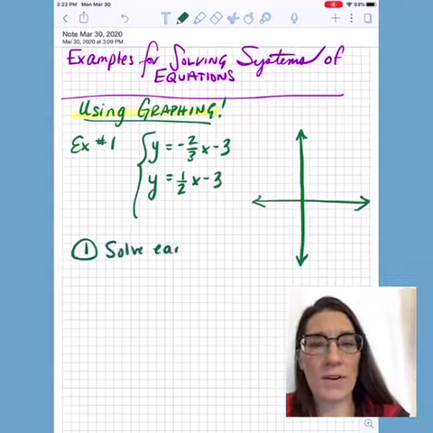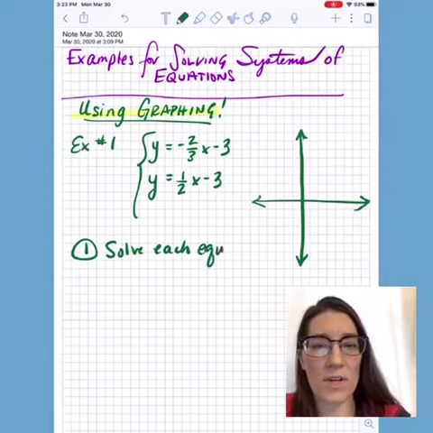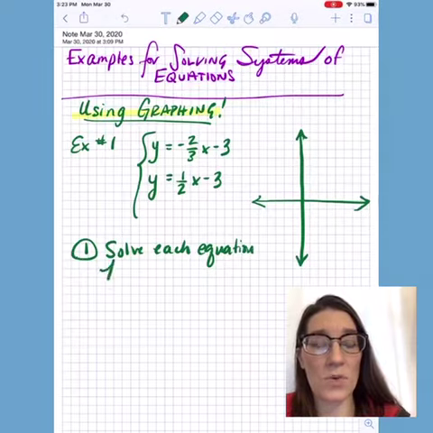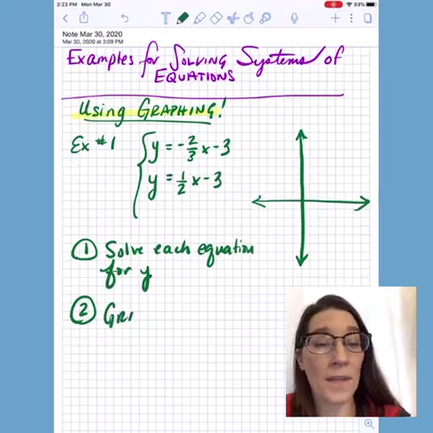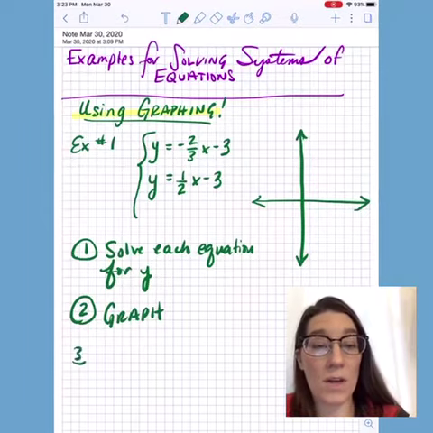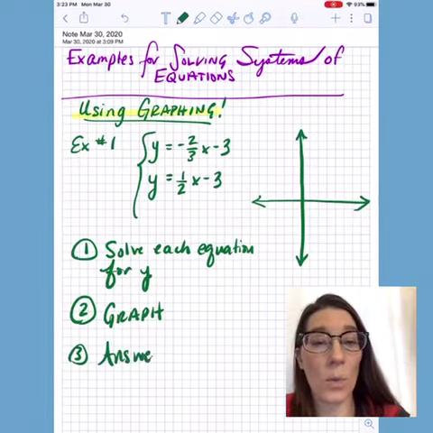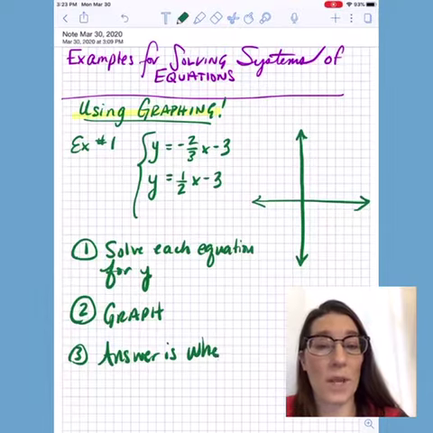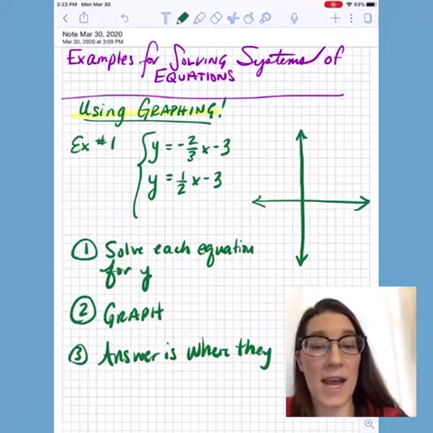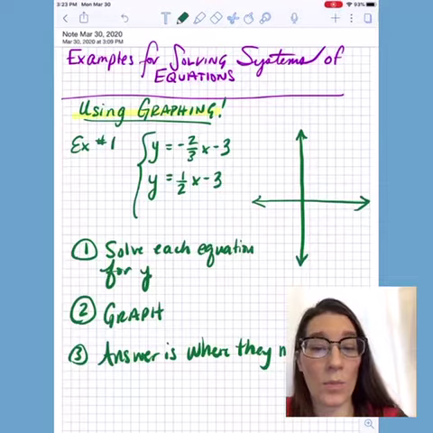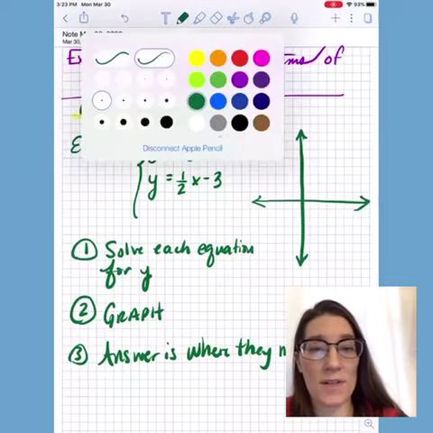To remind ourselves of the steps for solving systems of equations using graphing, the first thing you want to make sure before you do anything is to solve each equation in the system for y. Then you actually have to graph the equations, and then you're going to look where the two equations intersect, and then the actual coordinate or ordered pair is the answer to the system.